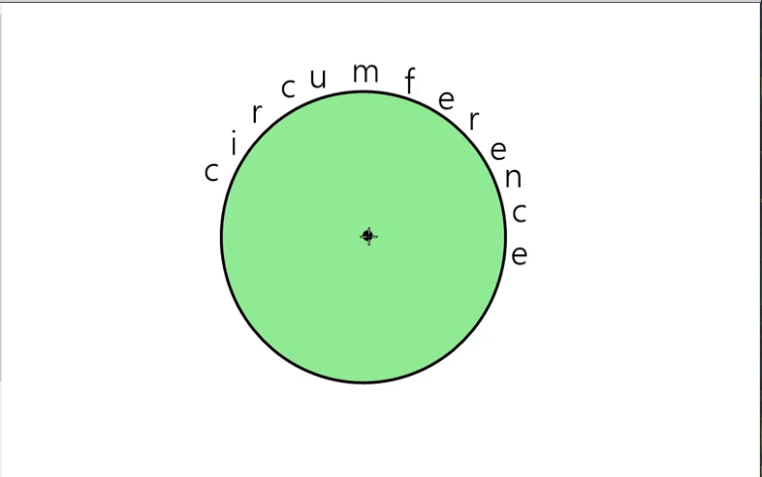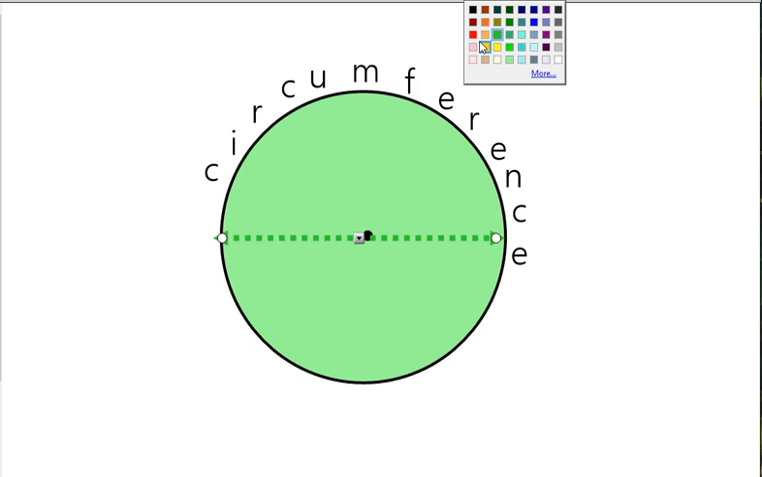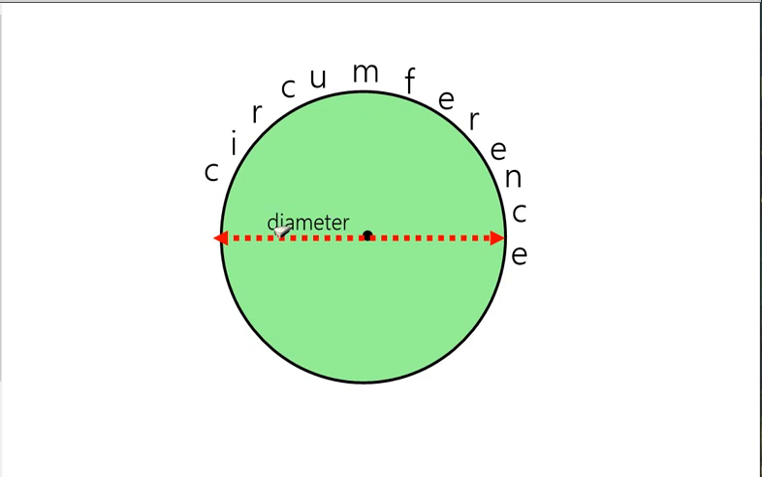Then, you've got the middle of the circle, and you can draw a line across it, like this. There is a name for that line that travels from one side in a straight line to the other side, and that is called the diameter. The diameter is always double the radius, and the radius is the distance from the center of the circle to one end in a straight line. The radius is always half the length of the diameter.